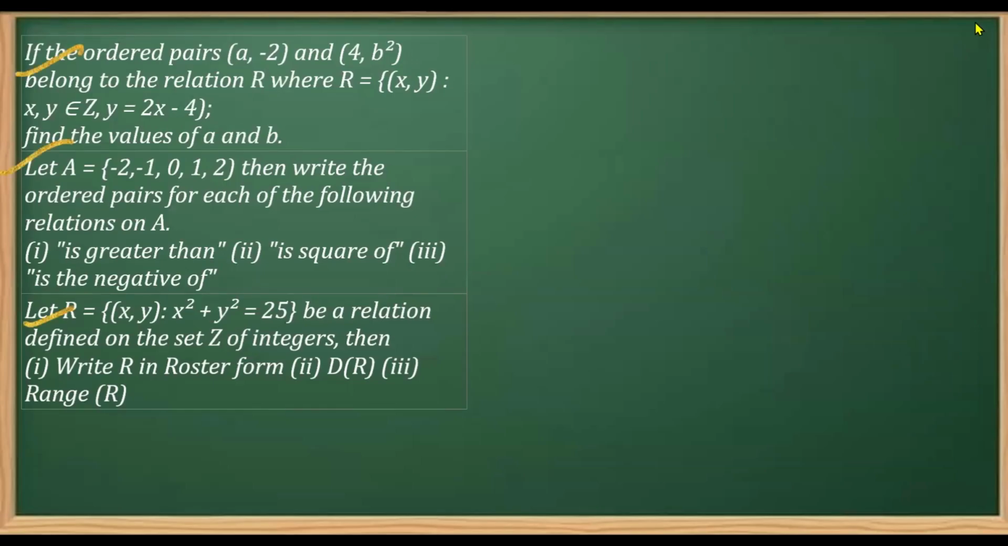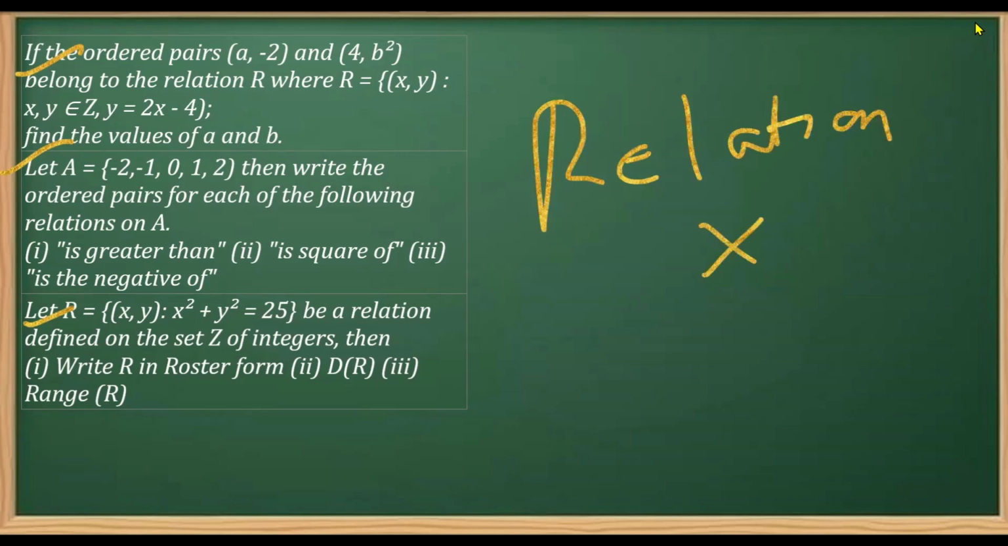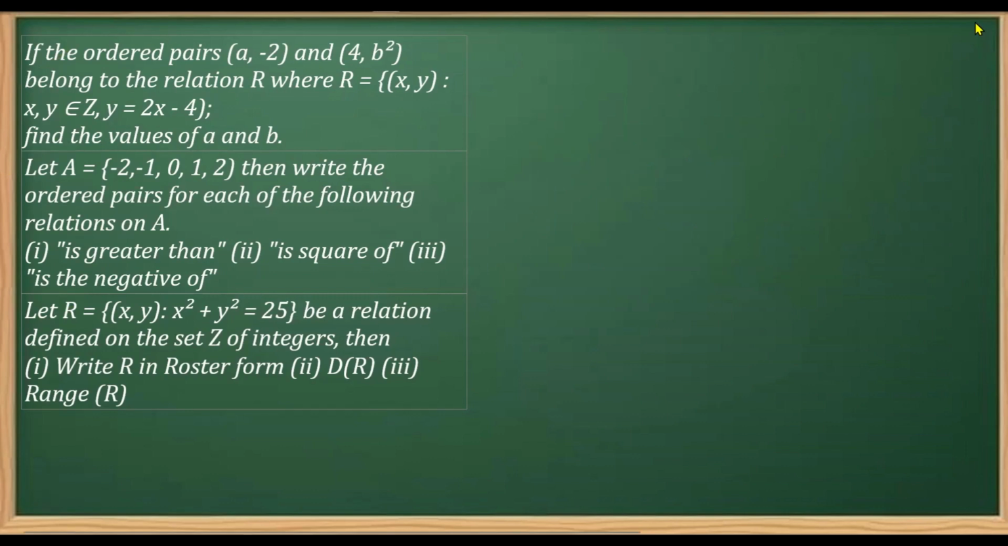In this video, I'm going to do 3 questions from the chapter Relations for class 11. So let's begin with the first question. It says, if the ordered pair (a, -2) and (4, b²) belongs to the relation {(x, y) such that x, y belong to Z}, that means integers, and the definition here is y is equal to 2x minus 4.